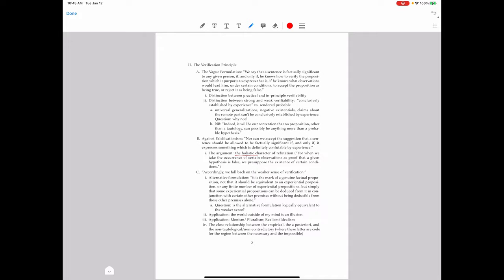The argument he uses appeals to the holistic character of refutation, for when we take the occurrence of certain observations as proof that a given hypothesis is false, we presuppose the existence of certain conditions. Now, that's a bit enigmatic and not as precise and pointed an explanation as one might hope for. So here's a particular example where that's true. Think about the discovery of Neptune. One of the wonderful results of Newtonian mechanics is all of the things that they were able to use Newtonian mechanics to give us an understanding of after Newton first developed his four laws of motion.